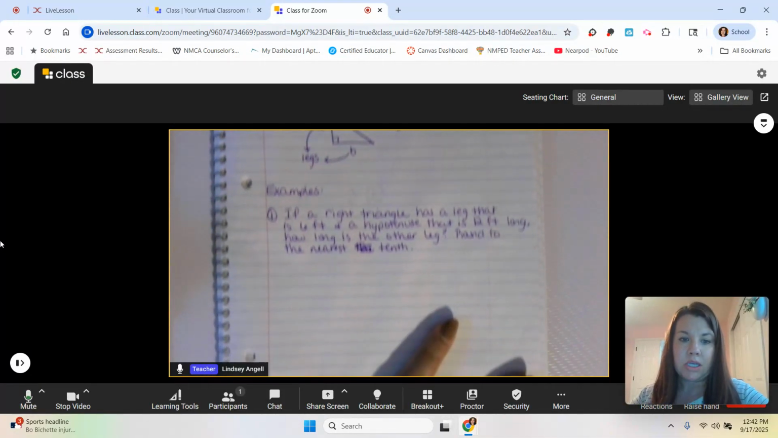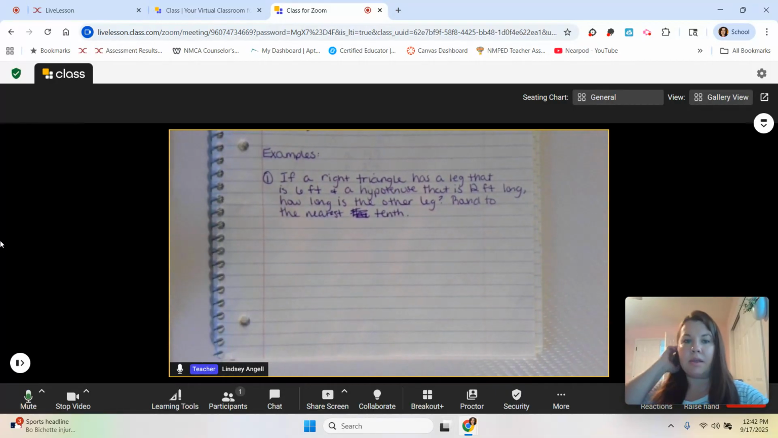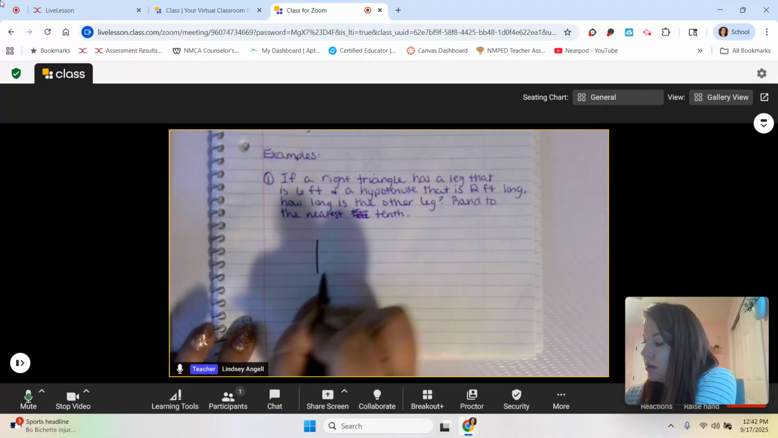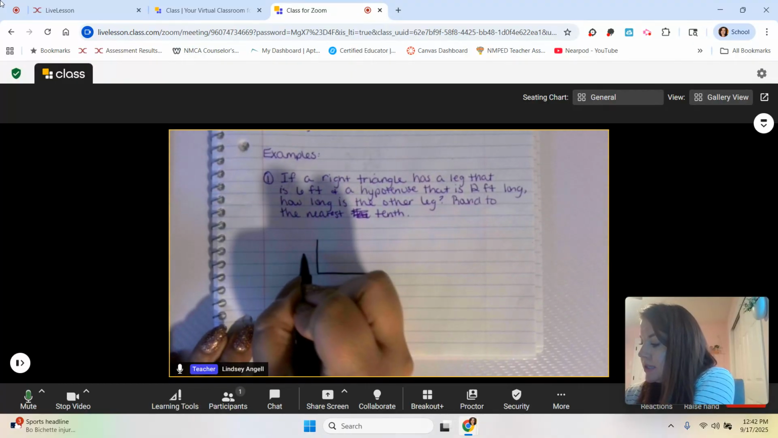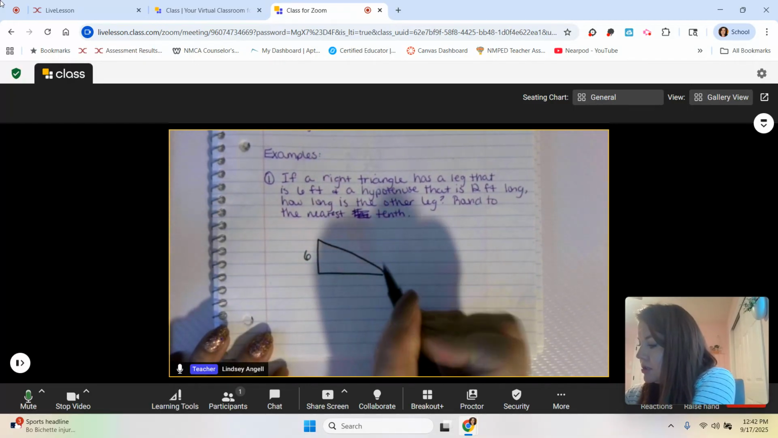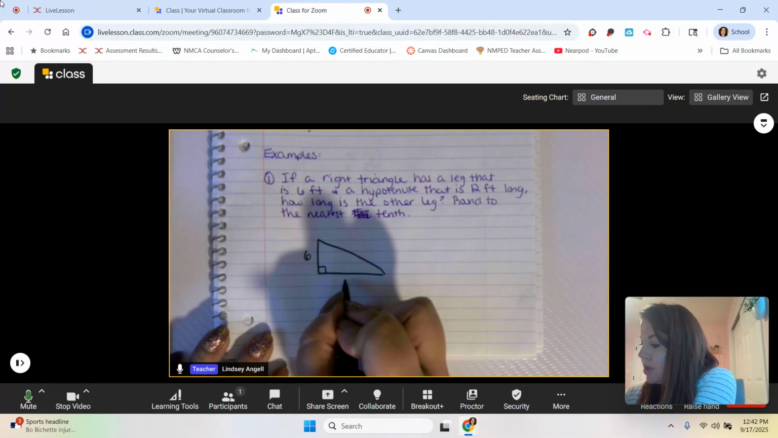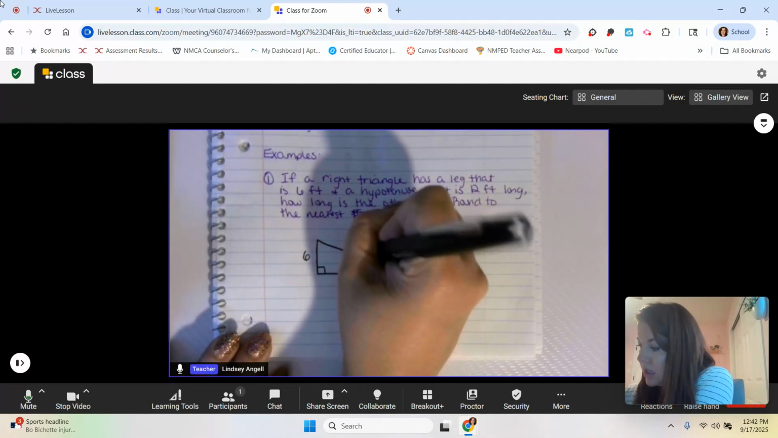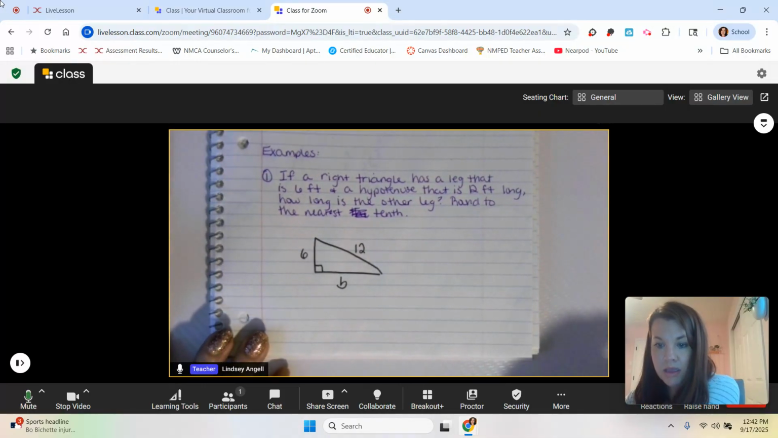Number 1: if a right triangle has a leg that is 6 feet and a hypotenuse that is 12 feet long, how long is the other leg? Round to the nearest tenth. I'm going to draw a picture. I know that one leg is 6. I'm assuming the other one is longer, but maybe I shouldn't do that. I'm looking for this side here, and I know that this side is 12.